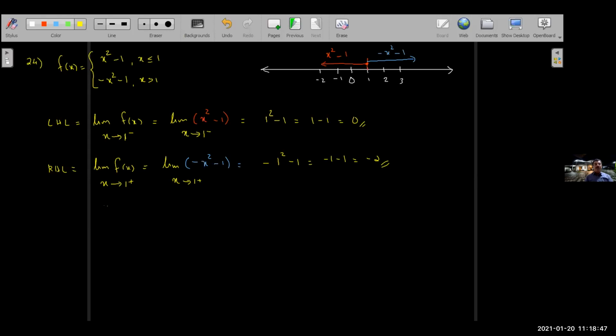What did you observe here? So the limit does not exist, sir. LHL and RHL are different, LHL is not equal to RHL, which implies the limit doesn't exist. If LHL and RHL are different, then the limit does not exist.